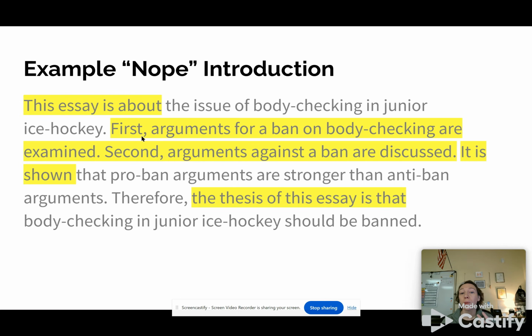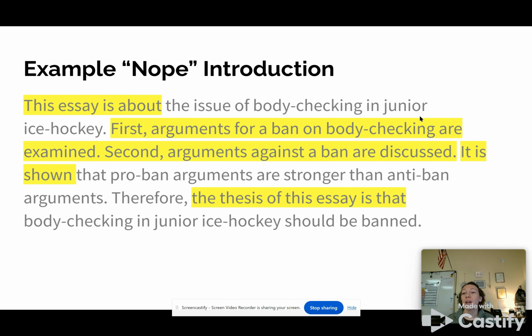So up here, it's actually not the hint of the structure. I'm okay with the hint of the structure, but what I don't like is the "are examined." It's giving "the purpose of this essay is to." That's what it comes off as. So I don't like that.